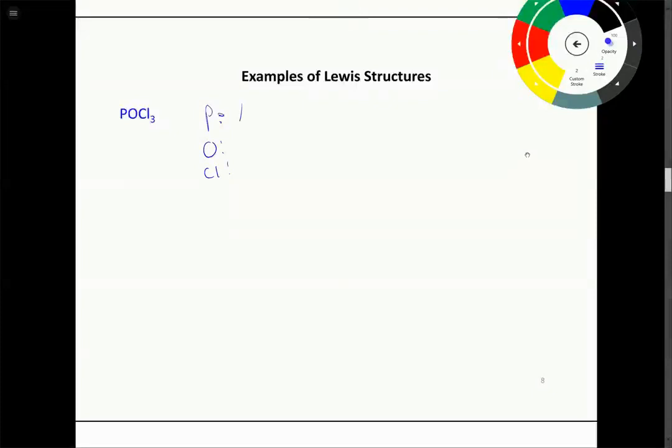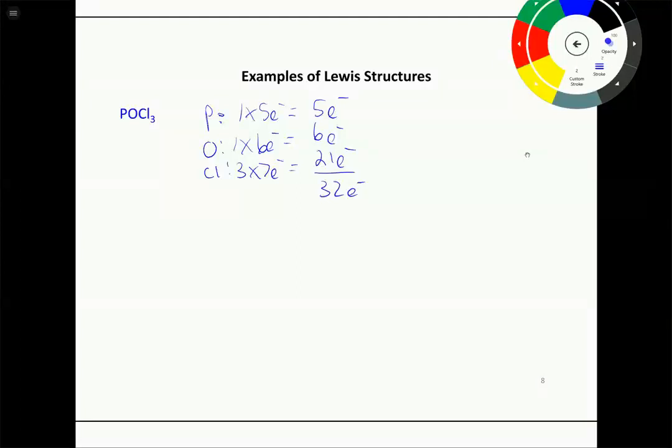So the phosphorus contributes 5 valence electrons. The oxygen, we have 1 of those also, is going to contribute 6. And then we also have 3 chlorines from group 7, another 21. So when we add these all up, we get 32 electrons. That's the number we're going to have to put in here. So we start with our central atom, which is going to be phosphorus. That's going to be the least electronegative atom. We initially have single bonds to each outer atom, oxygen and 3 chlorines.